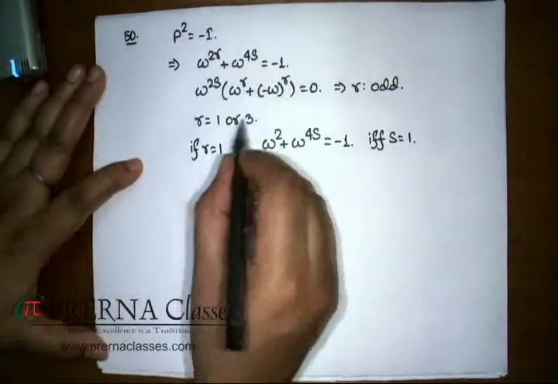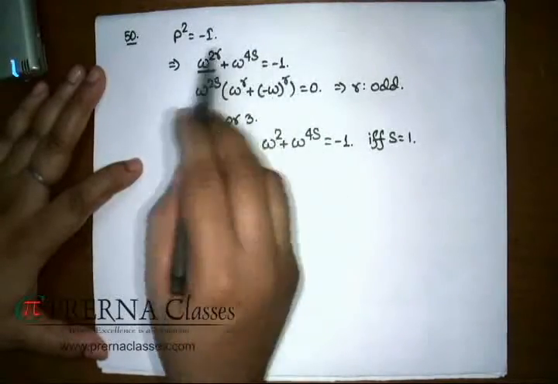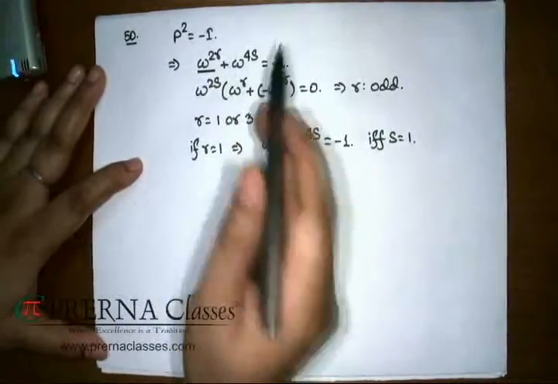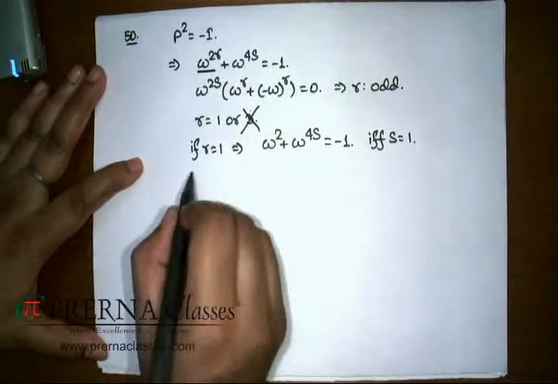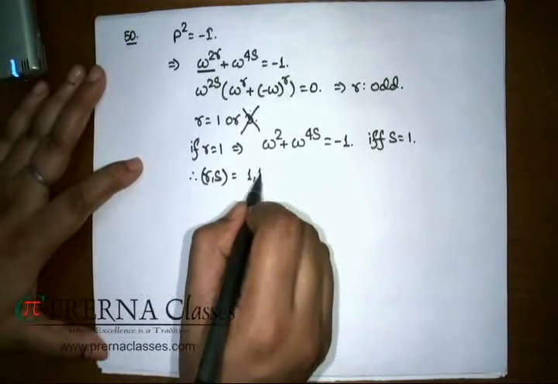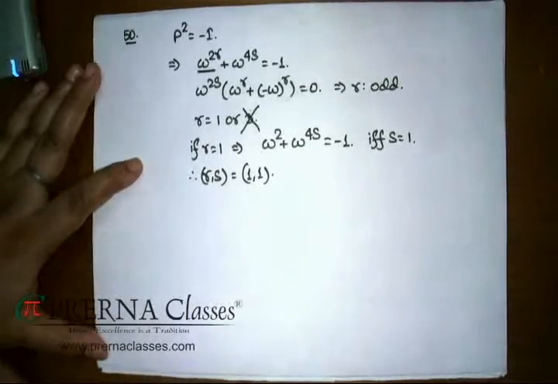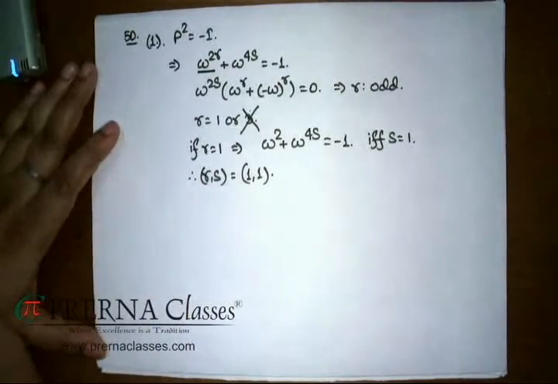And if R is 3, you can check that this particular term turns out to be 1. So there is no way by which you can make this whole sum minus 1. So we don't have any choice for R equal to 3. So overall, the pair that works is 1 comma 1. So your final answer is going to be 1 because you're looking at the number of ordered pairs.